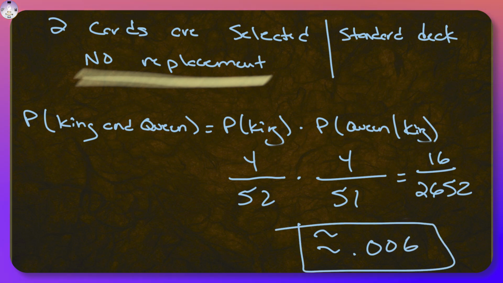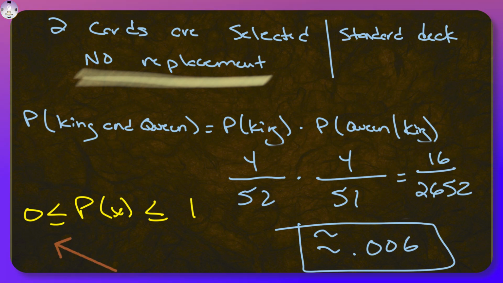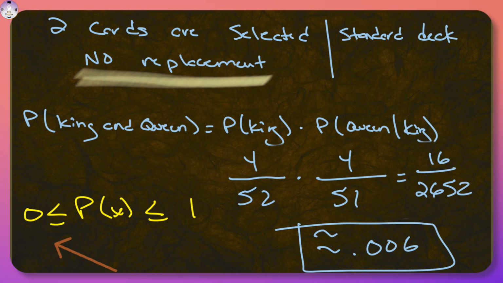Not a very high probability at all, considering that probabilities always fall between 0 and 1 inclusive. So the 0.006 is definitely closer to that 0. All right, there's one example. That was an example with no replacement that made that second term, the probability of drawing a queen, given that we have already drawn a king, dependent.